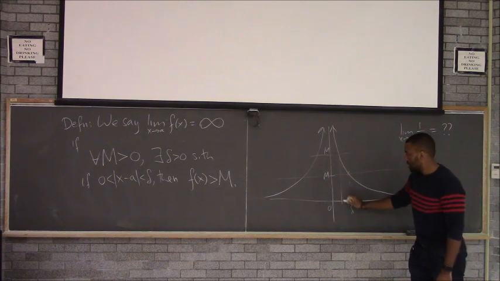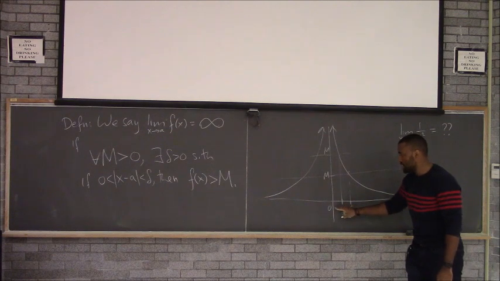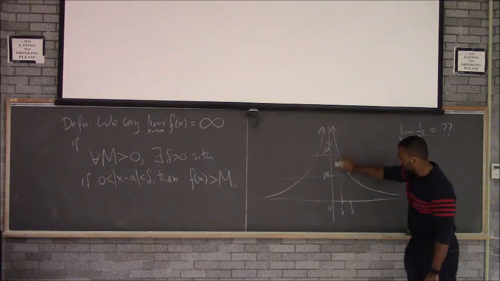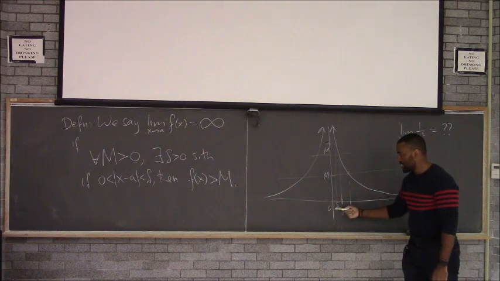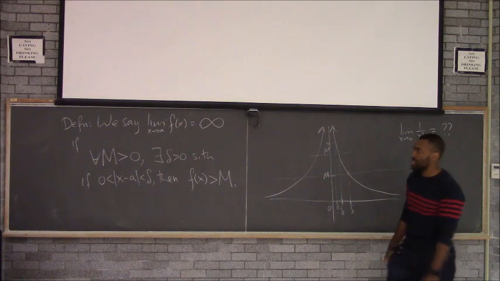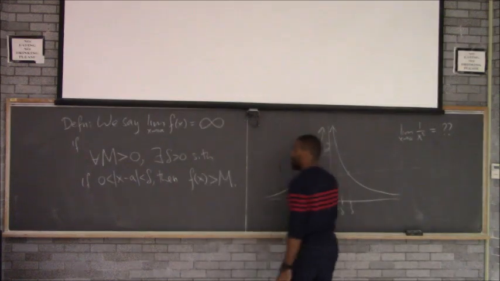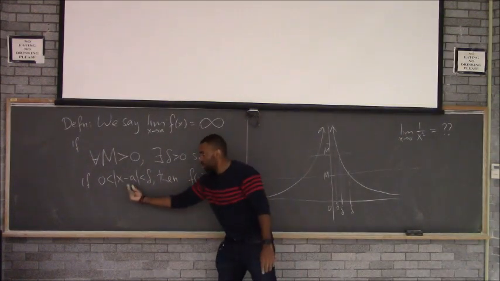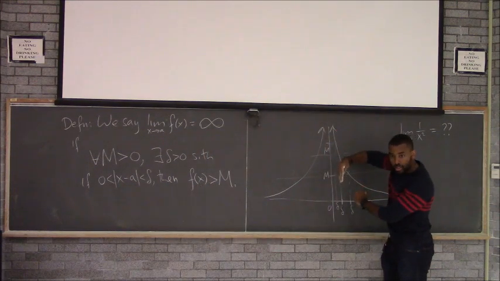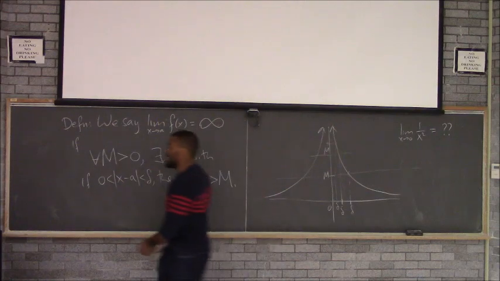Okay, then make sure your x gets closer to 0 than that delta. What about this m? Well, okay, make sure your x gets closer to 0 than that delta, right? No matter what number they tell you, bigger than 0, it's not going to matter. Eventually, you can bring your x closer to 0 within delta, and your function is going to be above that m value. This is what it means to be an infinite limit.